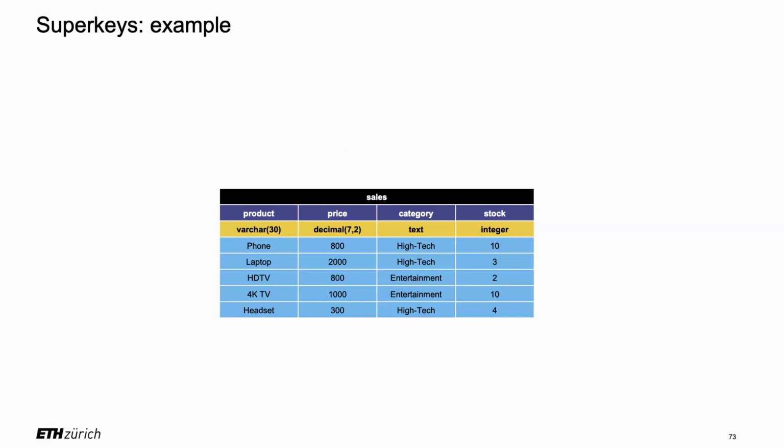Can you give me a super key? Just like out of the blue. So I'm basically looking for a set of attributes that functionally determines everything. If I know the values for these attributes, then I know the tuple. Anybody?